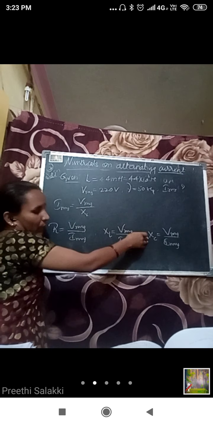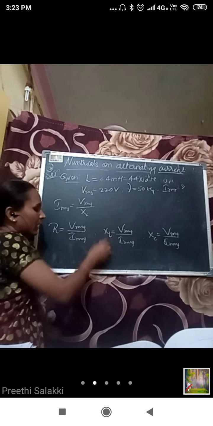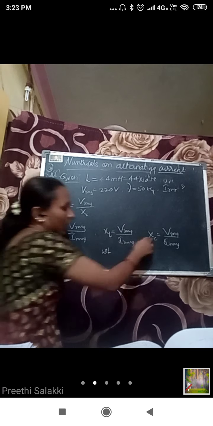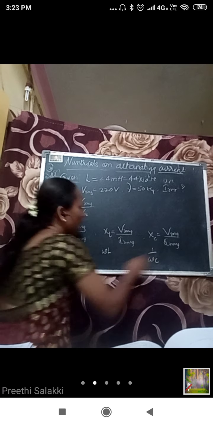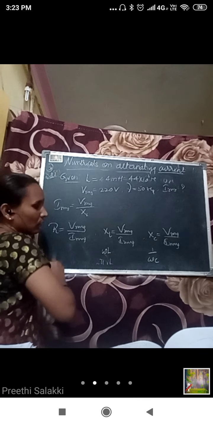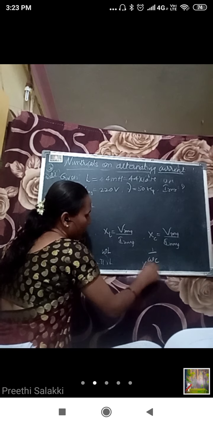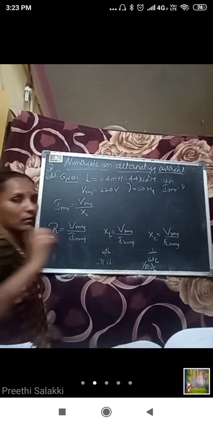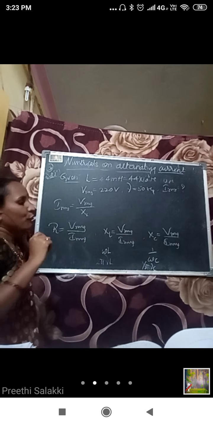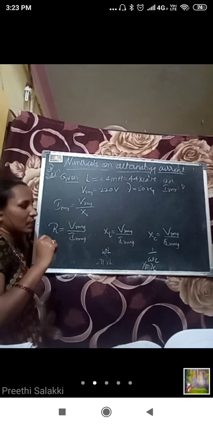Here XL is nothing but omega L. Here XC is nothing but 1 by omega C. And let me make it clear, omega is nothing but 2 pi nu. So XL is 2 pi nu L, and similarly XC is 1 divided by 2 pi nu C. I'm giving you this formula list. Why I want you to understand is we are using this.